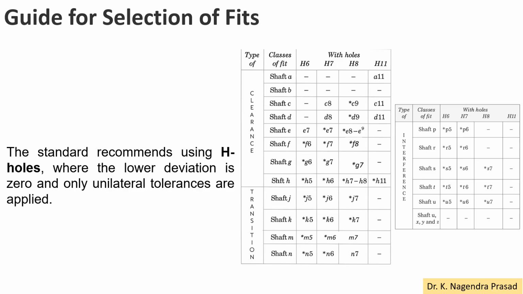If you require a clearance fit, we have to vary the shaft from small a to small h. If you require a transition fit, we select the shaft j to n, and if we require an interference fit, we select the shaft size p to zc. So these are the standards of the limits, and thank you.